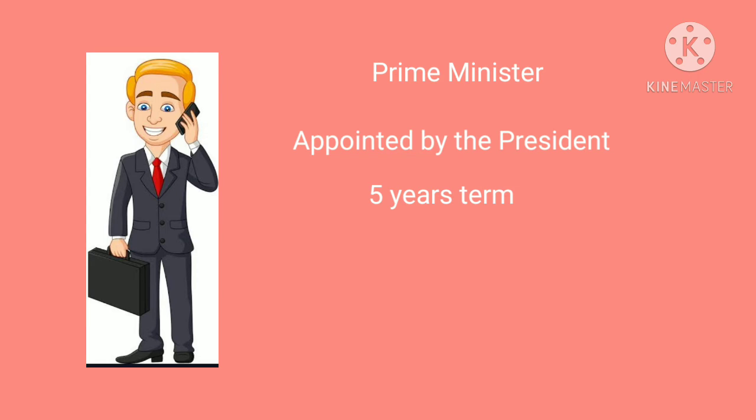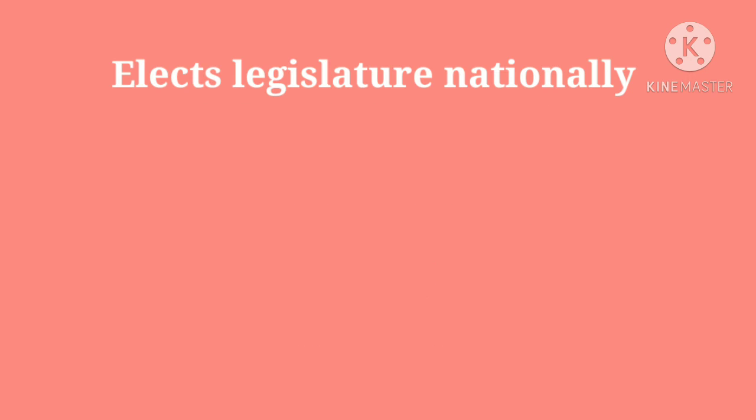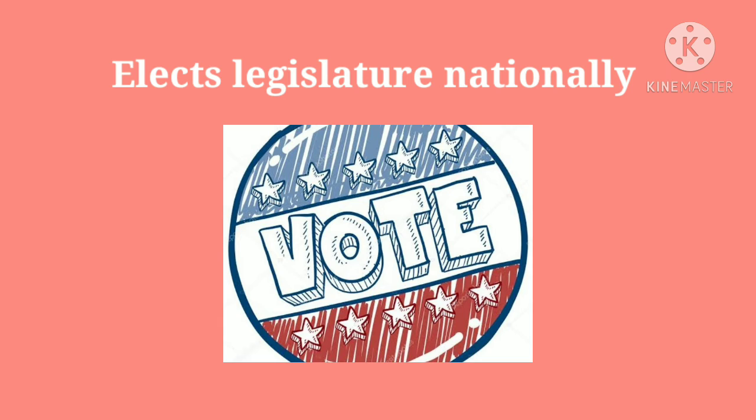Legislature. Legislative power rests with the National Assembly. Its 109 members are elected every 5 years. The National Assembly has the power to amend the Constitution, pass laws, and approve the budget. Laos elects a legislature nationally, and the public also participates in the election of village heads. The National Assembly has 149 members elected for 5-year terms.